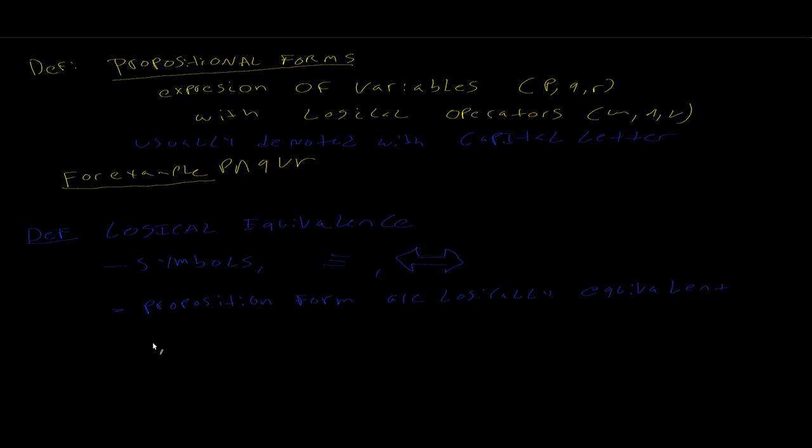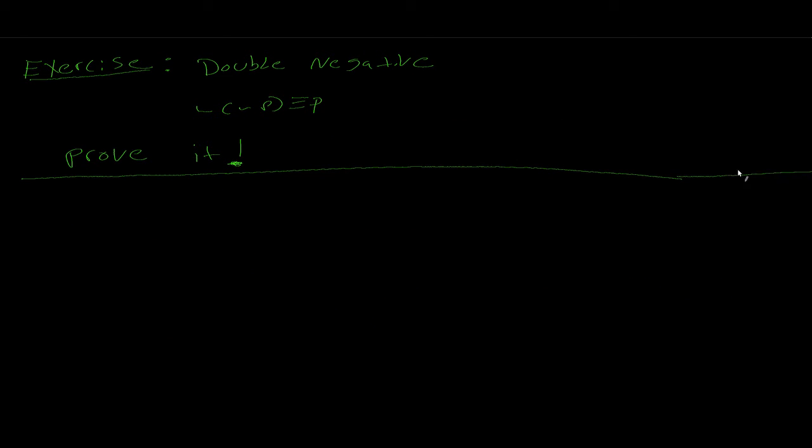Here's an example. P is logically equivalent to Q. We're going to prove that a double negative cancels out using truth tables.